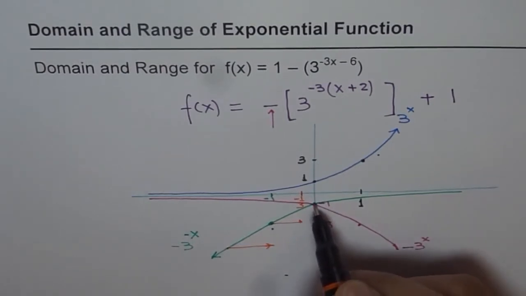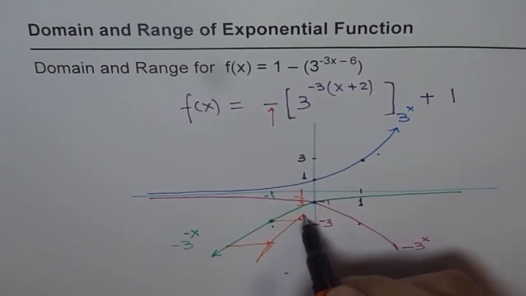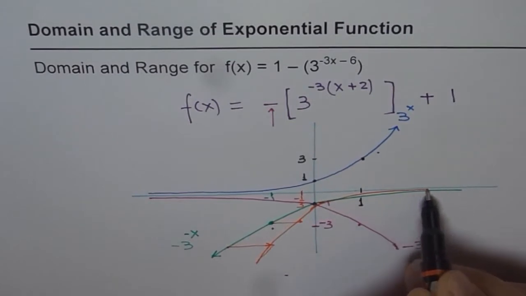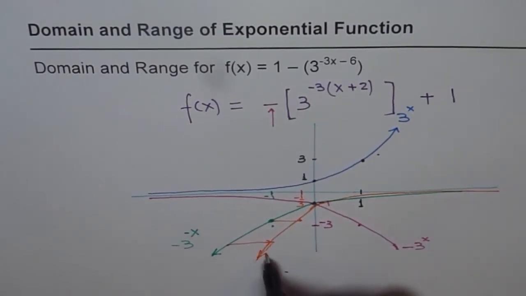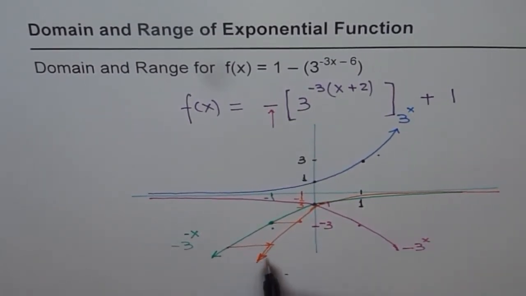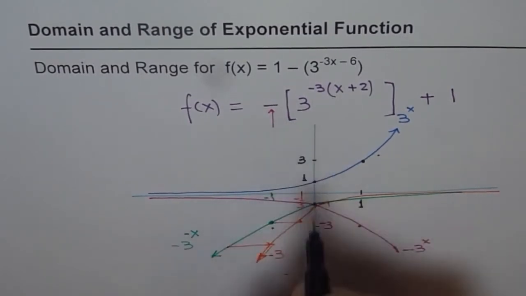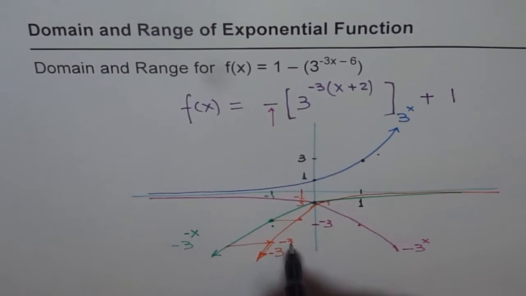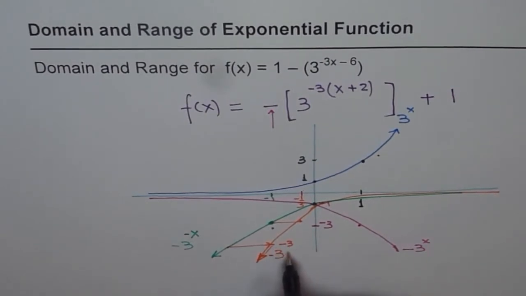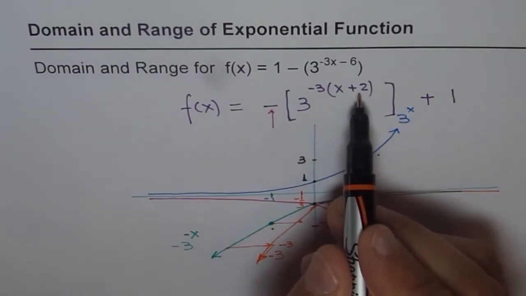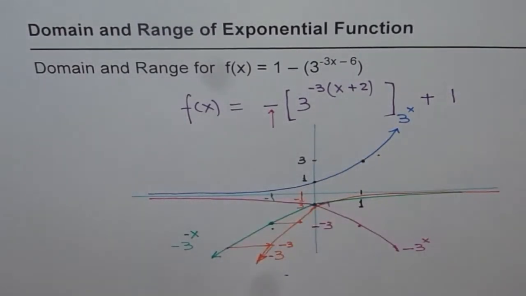So we get a graph which, I mean, it's not very accurate, but anyway, it will be something like this, right? So this graph is 3 to the power of minus 3x. We compressed it horizontally by a factor of 1/3. And the last stage is to move it 2 units to the left, right? So that will be our final graph, moving it 2 units to the left.